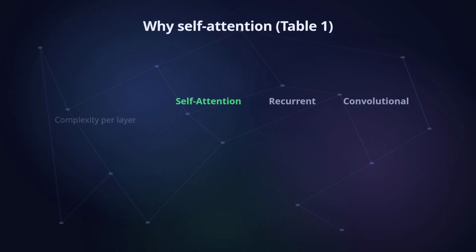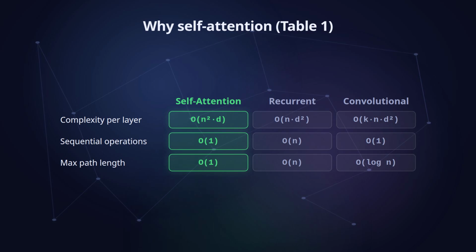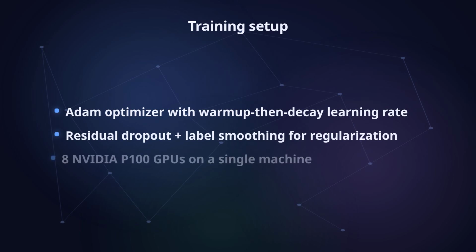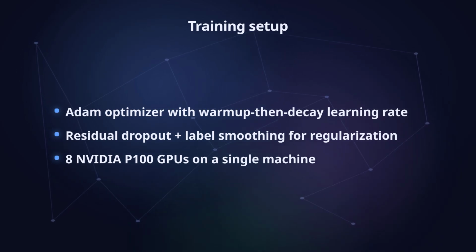The motivation is computational. Self-attention connects all positions with a constant number of sequential operations and a constant maximum path length, where a recurrent layer needs a number of sequential steps that grows with the sequence. Training used the Adam optimizer with a warm-up, then decay schedule, residual dropout, and label smoothing. The models were trained on one machine with 8 NVIDIA P100 GPUs.